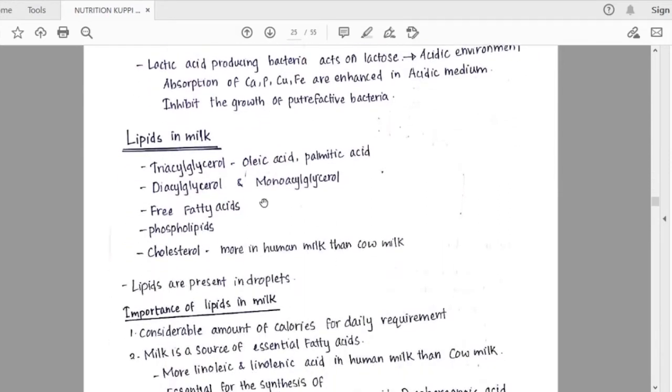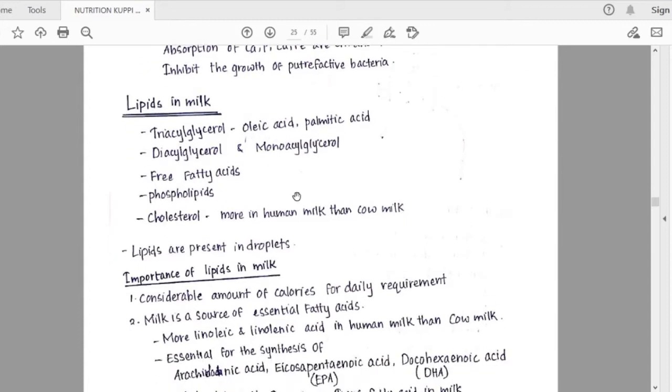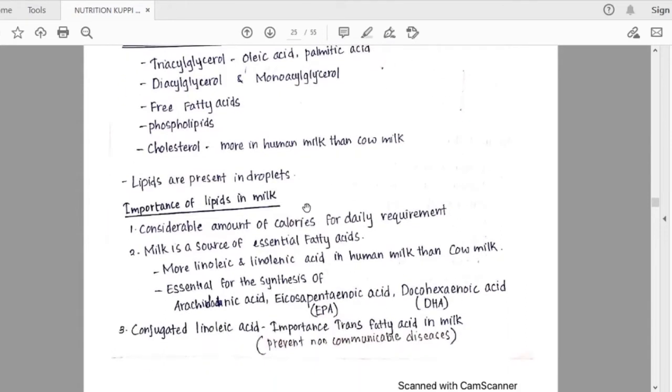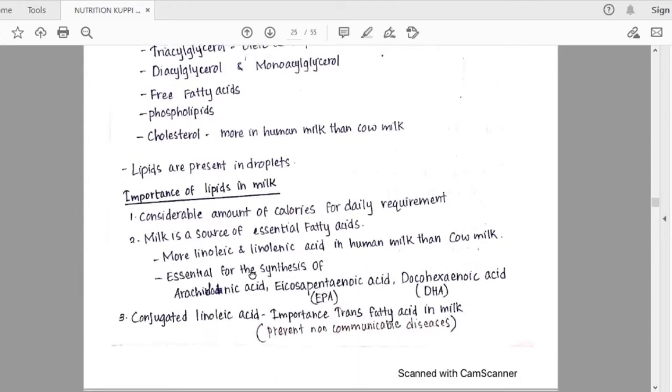Lipids in milk. Triacylglycerols, with oleic acid and palmitic acid, diacylglycerol and monoacylglycerol, free fatty acids, phospholipids, cholesterol. Human milk has more cholesterol than cow's milk. Lipids are present in droplets.